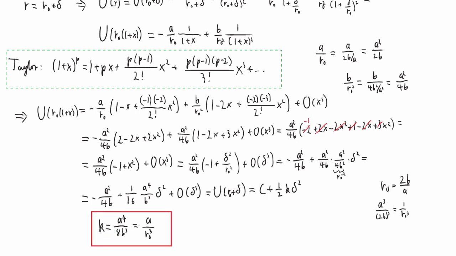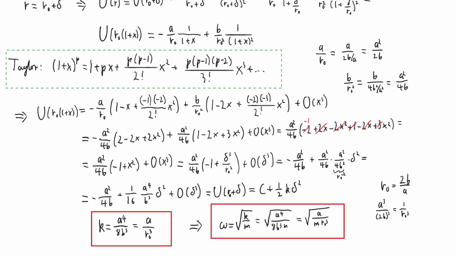So that's our k. And from there, we know that this harmonic oscillator, if the motion is small enough, we have an omega, which is the square root of k over m. Therefore, square root of 8 to the 4 over 8 b cubed m, or slightly more simple, a over m r naught cubed.